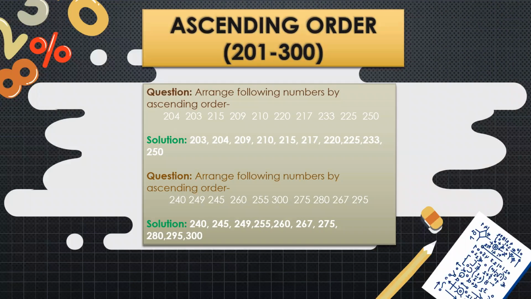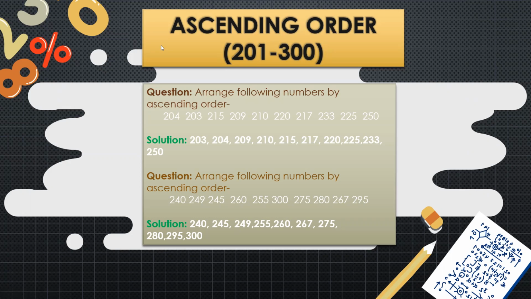What is that? Ascending order is a series where the numbers are arranged from small to big. Small to big. Like if I give you the numbers 1 to 10 and you have to arrange them in ascending order, you have to start from 1, 2, 3, 4, 5, 6, 7, 8, 9, 10. This is called ascending order.